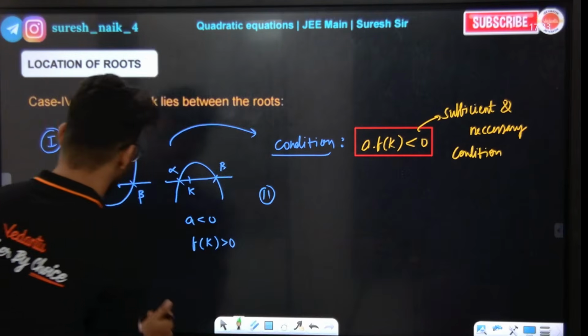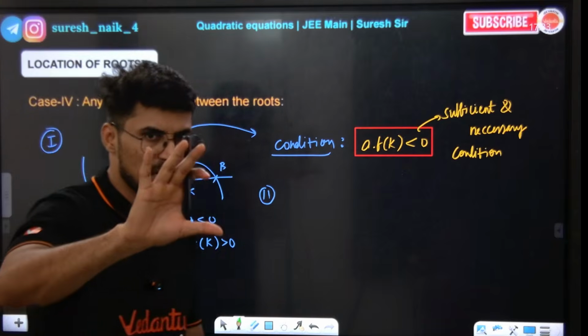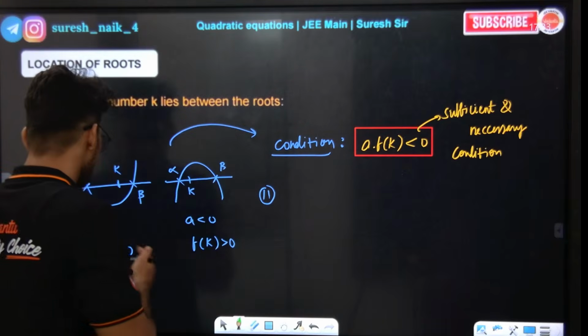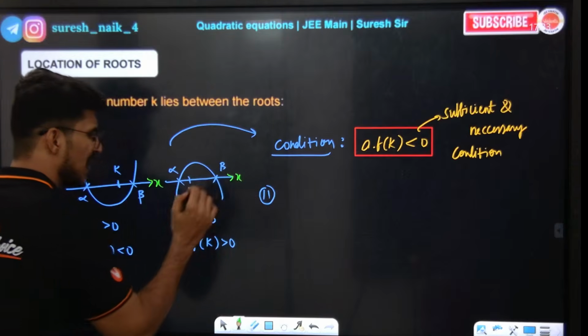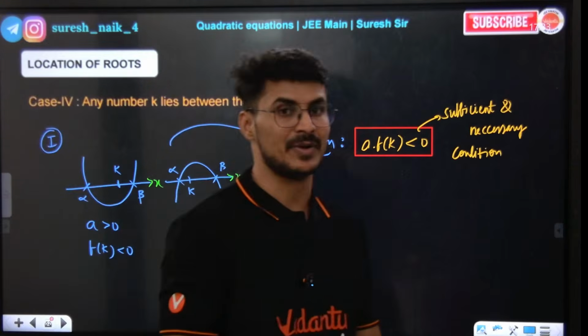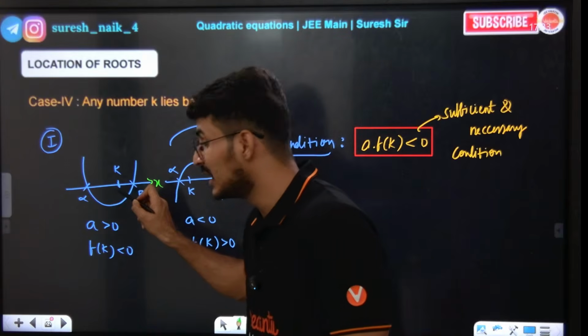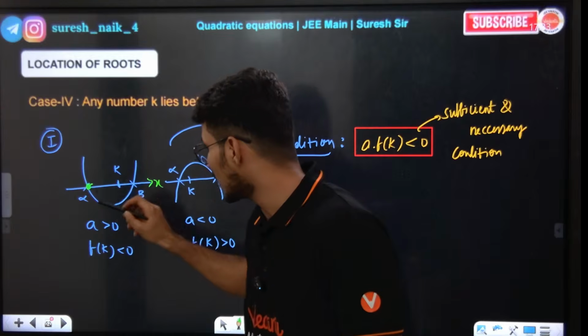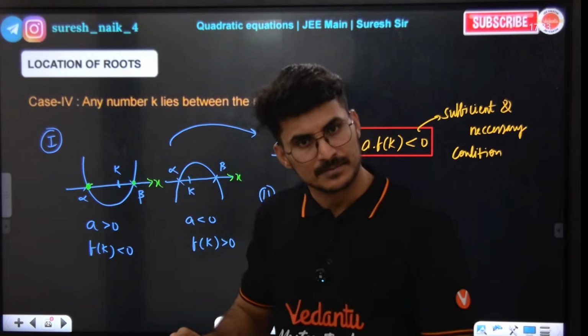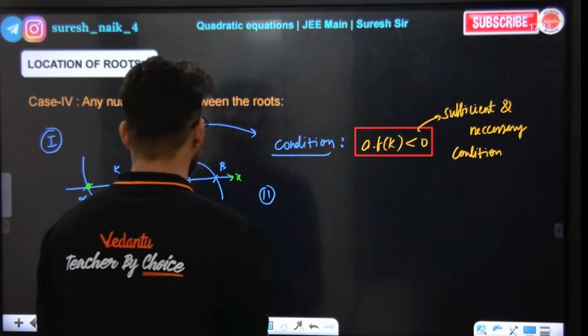For example, sir, now there is only one number between alpha and beta. What are alpha and beta? The graph cutting the x axis. Please be careful, many students will not know what alpha beta are. Alpha beta means the graph cutting the x axis, at this place. This is alpha, this is beta. Okay. Now tell me here.